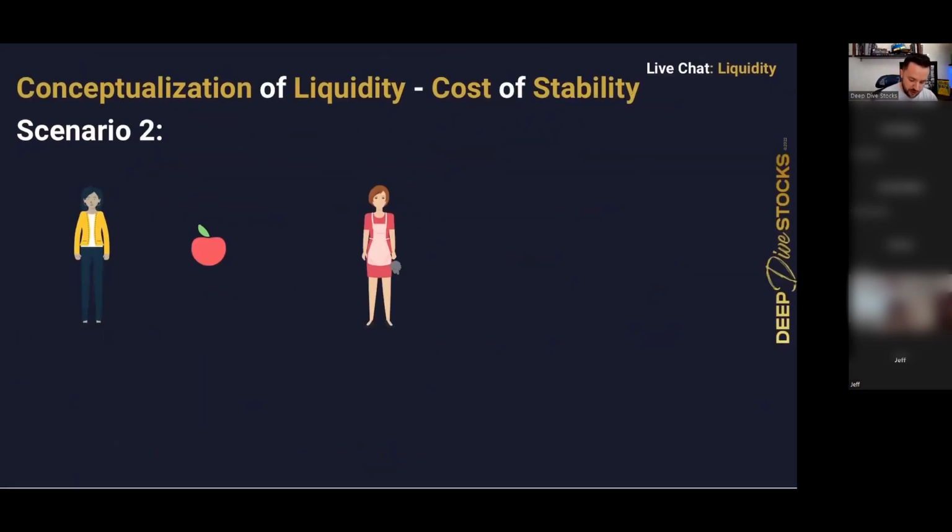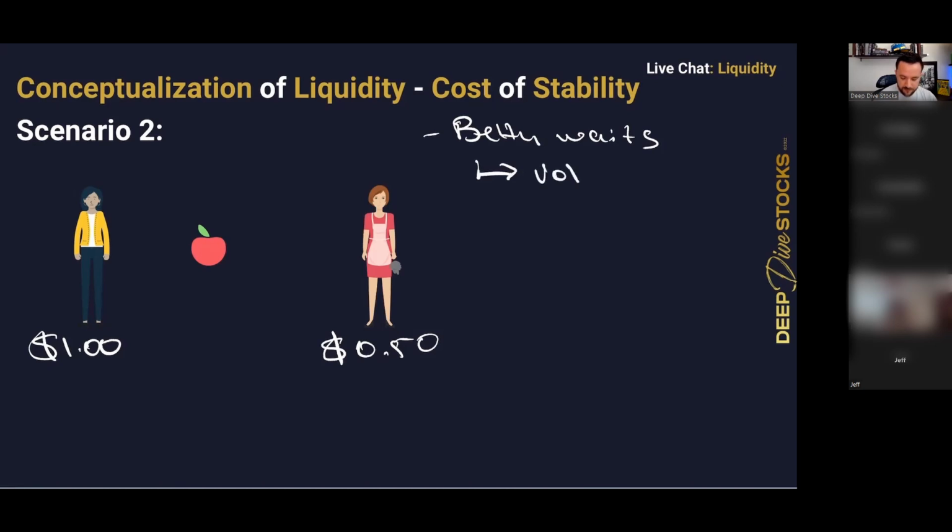So suppose in the second scenario, Betty again comes and Sally again is selling an apple for $1, and Betty is in a particular mood today, and she says, there's no way that I'm buying an apple for more than 50 cents. So Betty waits. And what's Betty waiting for? She comes to the market, and she's waiting for the seller to capitulate. Right. And does volatility increase or decrease? I think it decreases.